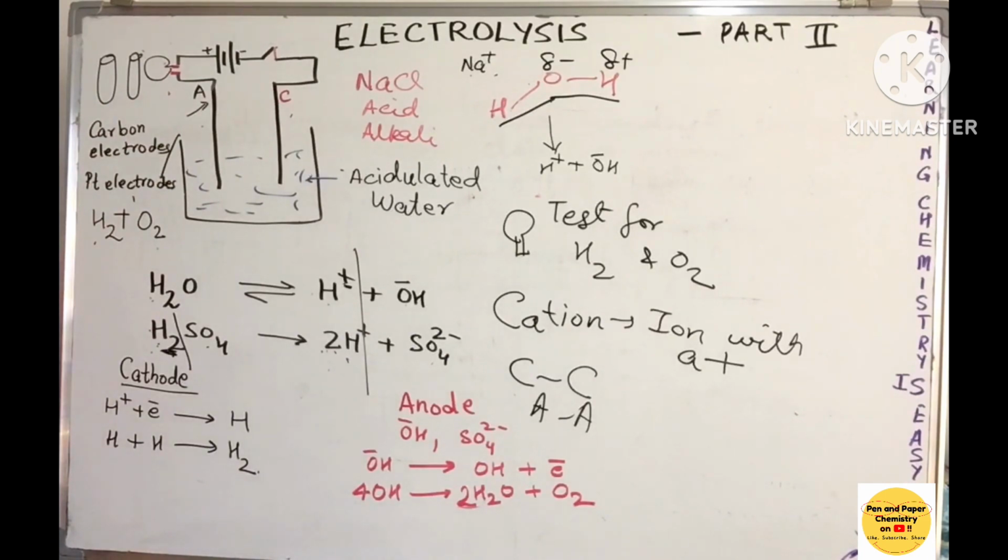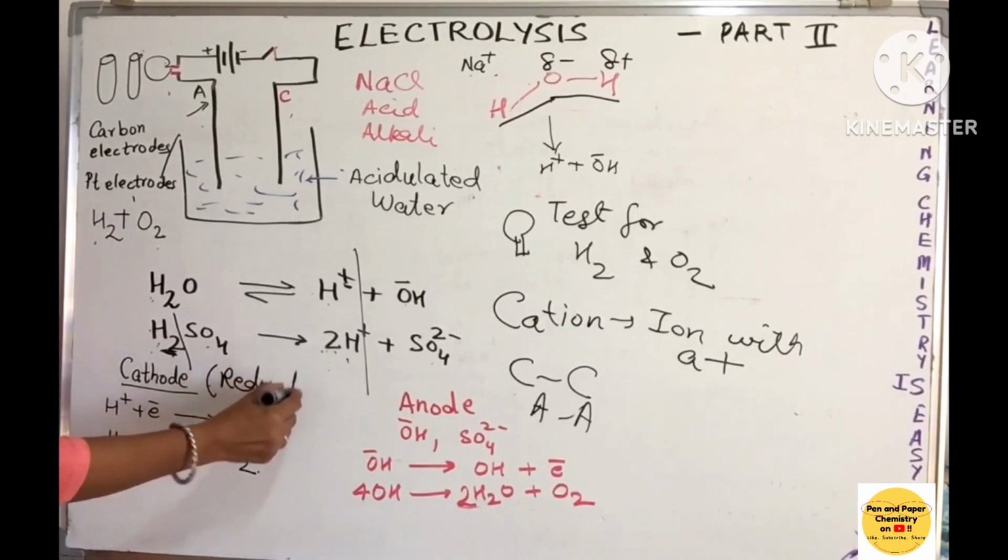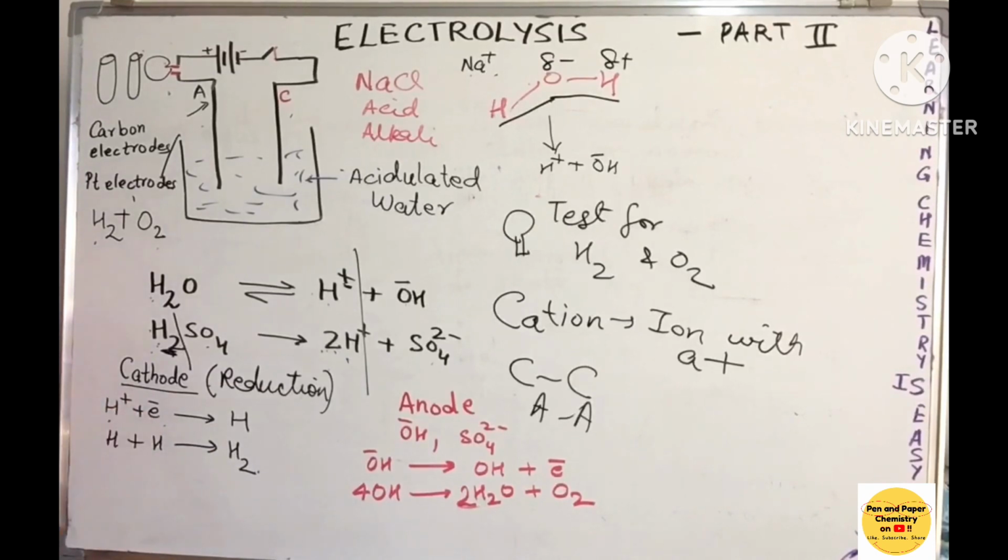Now the question arises, why this switch over? In the electrochemical cell it was different, in electrolysis it's different. Now understand over here, cathode again is our electrode at which reduction is going to take place. That means there will be gain of electrons at the cathode. Anode on the other hand is the electrode at which oxidation will take place.